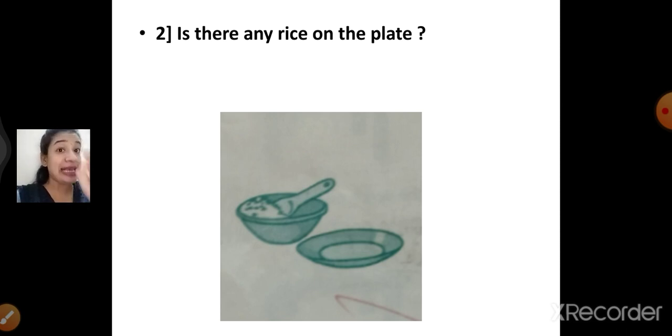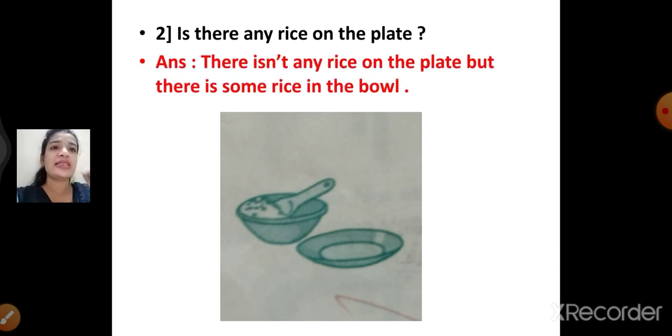See the question, is there any rice on the plate? So you're going to frame the sentence for the answer: there isn't any rice on the plate. But instead of the plate, what is in the bowl? Yes, there isn't any rice on the plate, but there is some rice in the bowl.